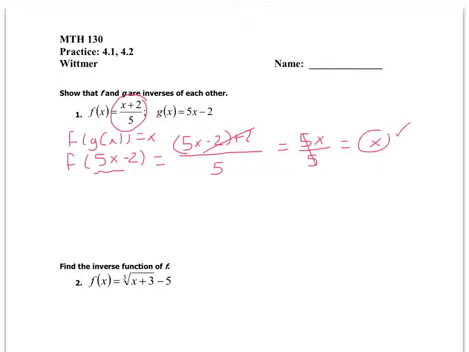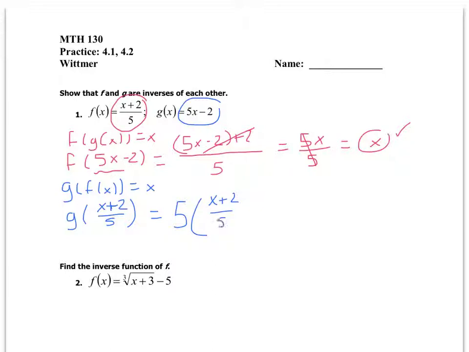The second step is to show that g of f of x is equal to x. So that would be g of x plus 2 divided by 5. So this means I want to go to the function g and change all of the x's to x plus 2 over 5. If I look at the function g, I see 5 times x minus 2, so that would be 5 times x plus 2 over 5, and then minus 2.